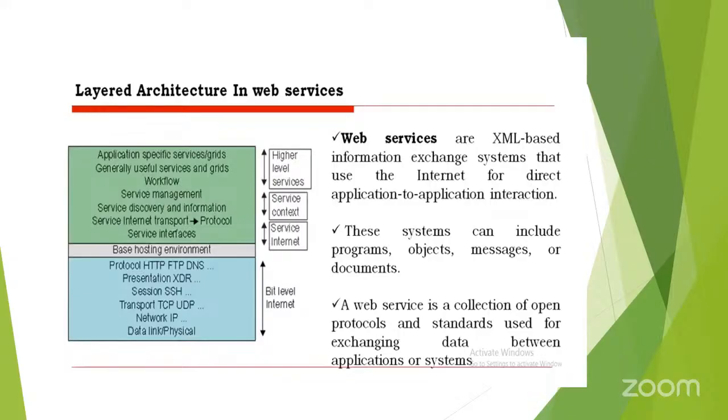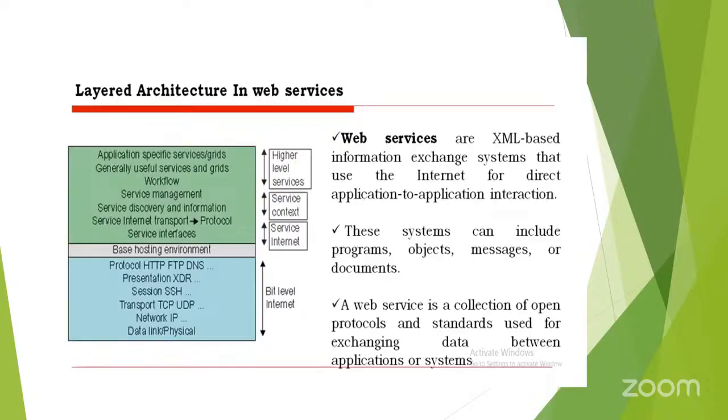But upon this, there is a small portion that is called the base hosting environment. If you want to host any services, that is the place to host them. Upon that, there is one location which is categorized into three. One is higher level services, provided at the user end: application specific developments, and generally useful services and grids workflow. Those are the higher level services provided by this layered architecture of web services.